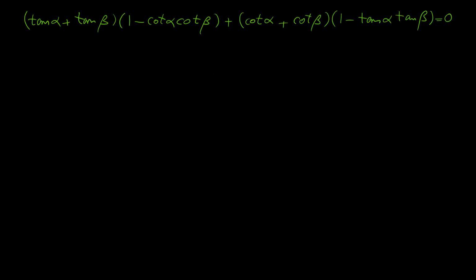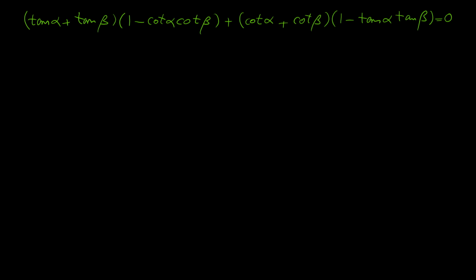Now look at this example. We want to prove that (tangent alpha plus tangent beta) times (1 minus cotangent alpha cotangent beta) plus (cotangent alpha plus cotangent beta) times (1 minus tangent alpha tangent beta) is equal to 0. So, how can we prove this? One way can be to write tangent and cotangent in terms of sine and cosine.